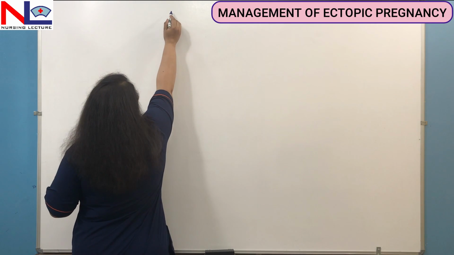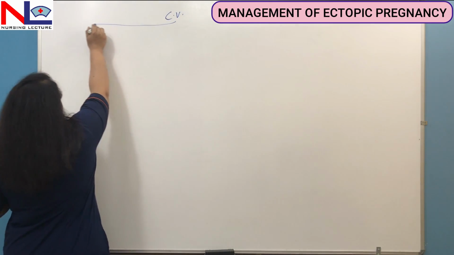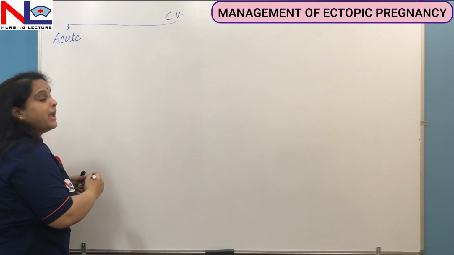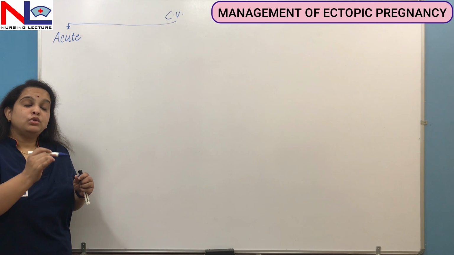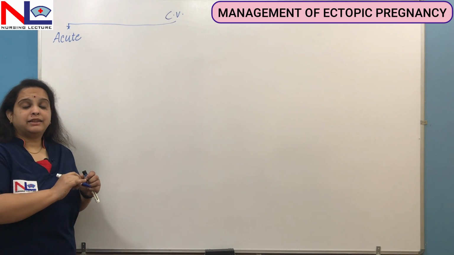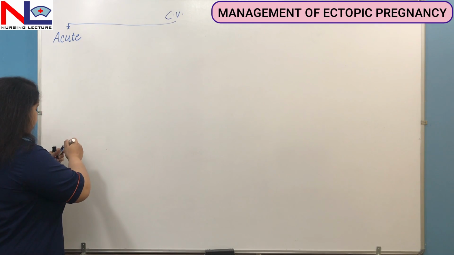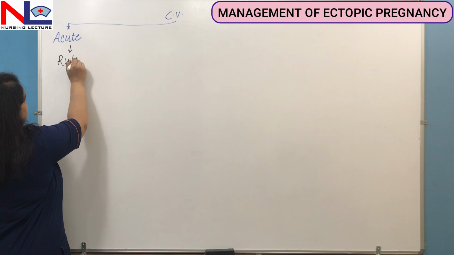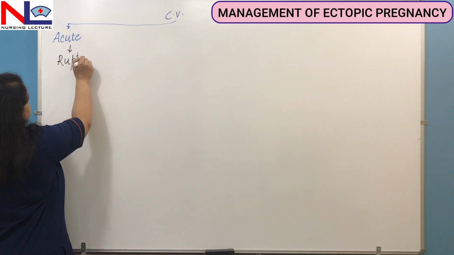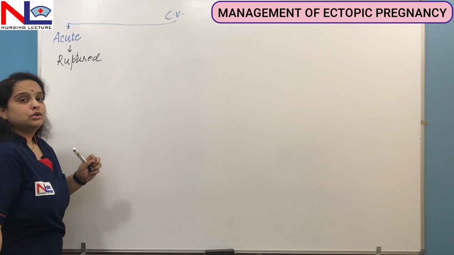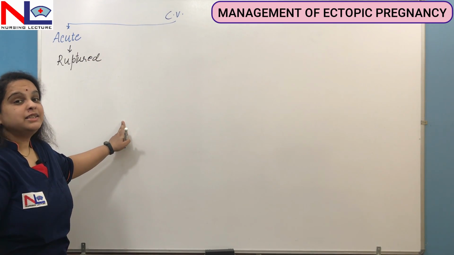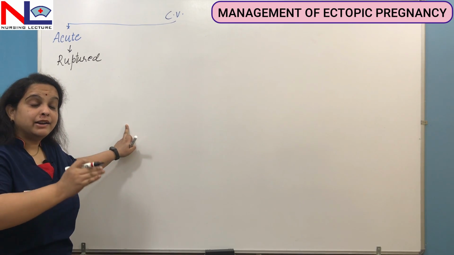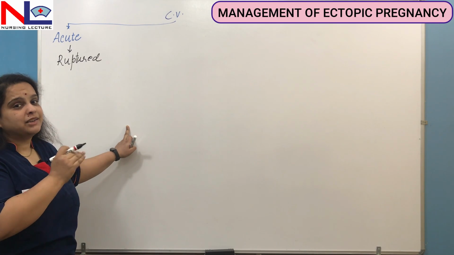One is the acute. The term acute is used when the bleeding is massive and the tube gets ruptured, that is, when there is a ruptured tubal pregnancy. When the tube gets ruptured, the condition is acute, where the woman shows various symptoms and lands up in shock. So how can we manage this condition?